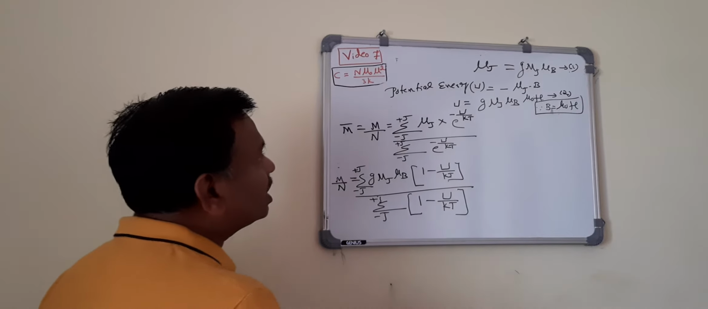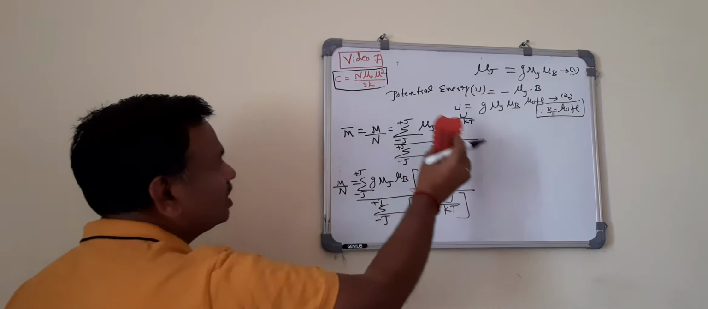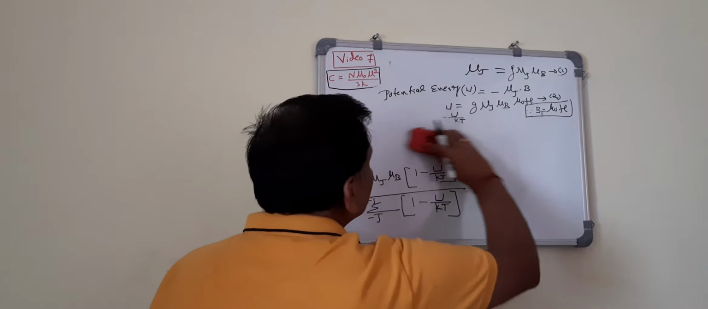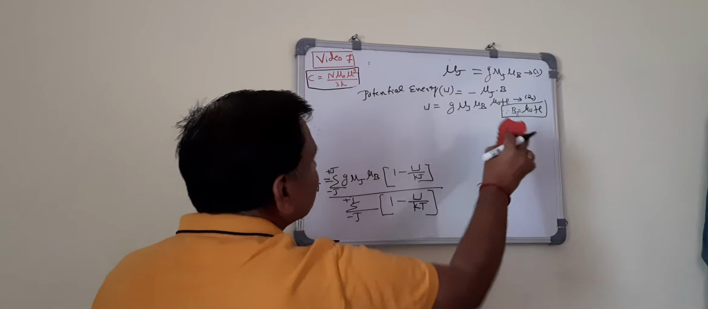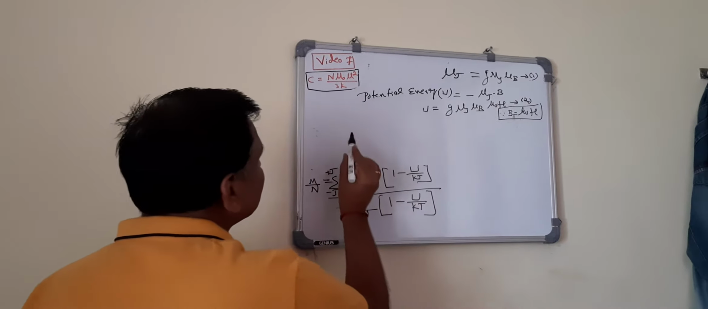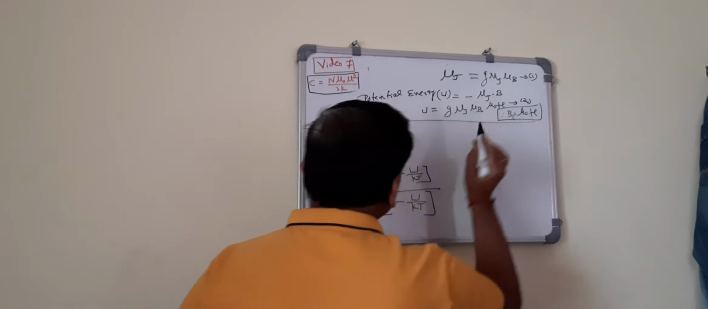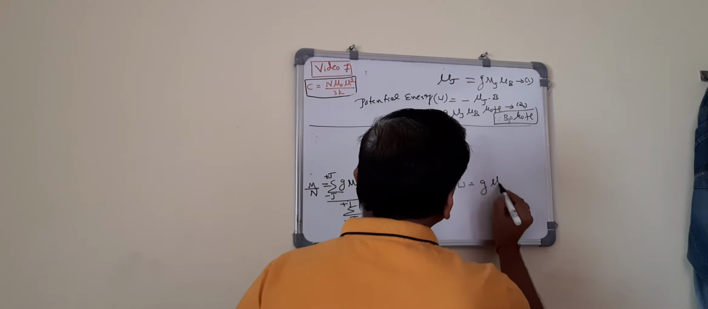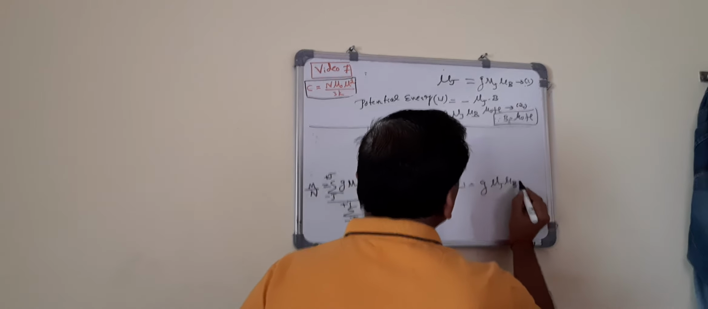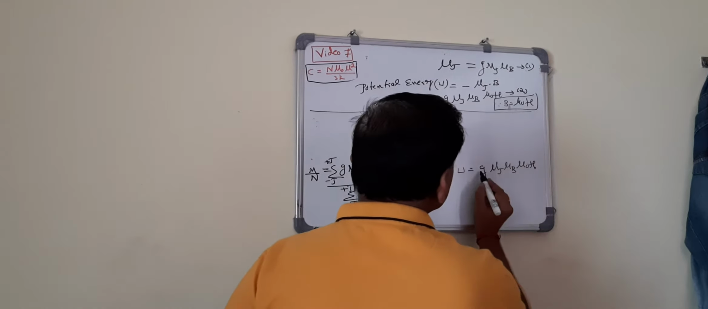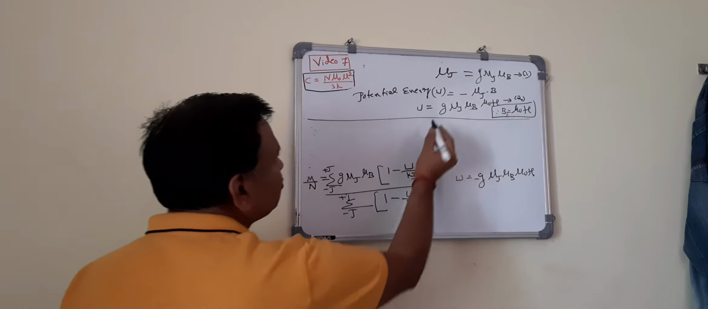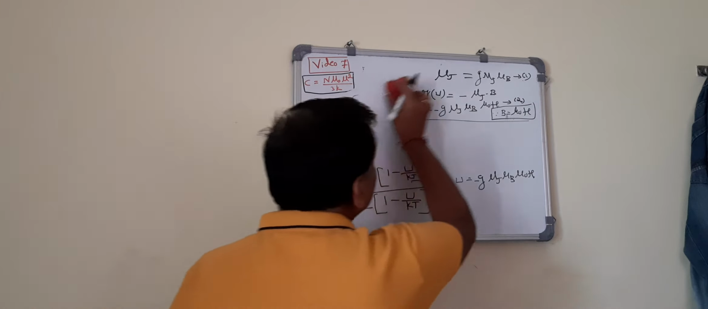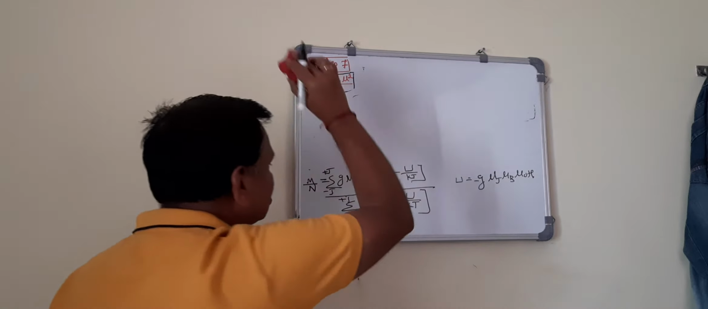Now I will substitute the value of u. I will rub this portion out. So here I am writing, what is u? u equal to g mj mu B into mu naught H, with a negative sign. Here I had forgotten it. This value I have substituted here. Now space is less, so I am rubbing out this term.